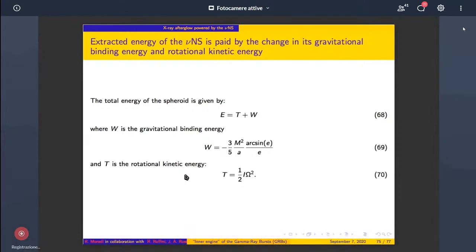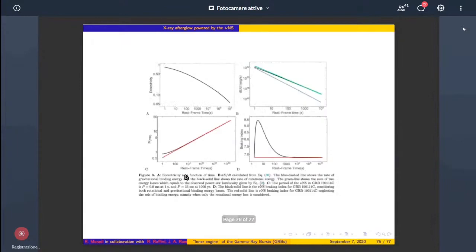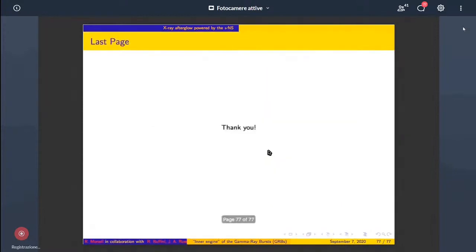So only looking at this macroscopic characteristic of the system, we have been able to determine the initial period of the neutron star, the initial eccentricity, how the change of the gravitational and rotational energy will give us the power of the X-ray afterglow, and finally how the braking index of the system will change.